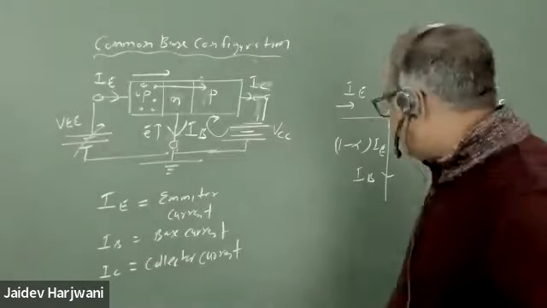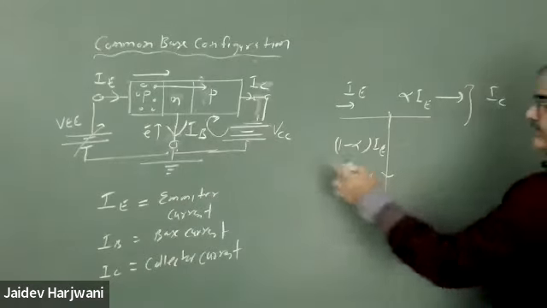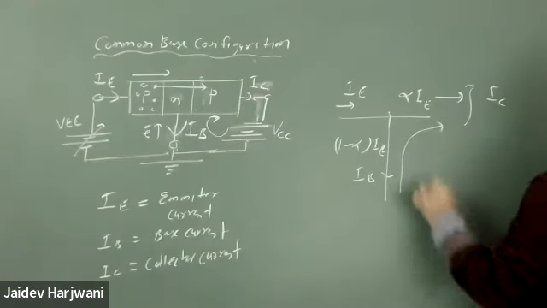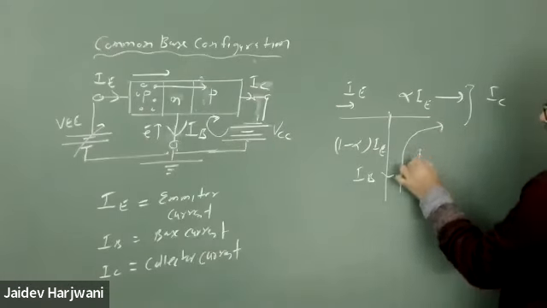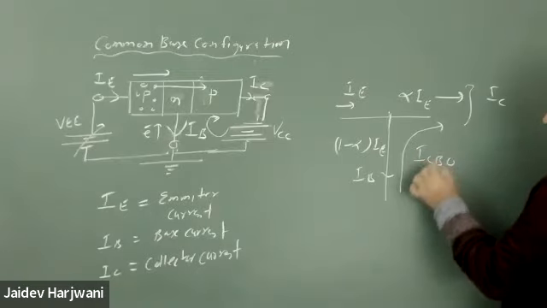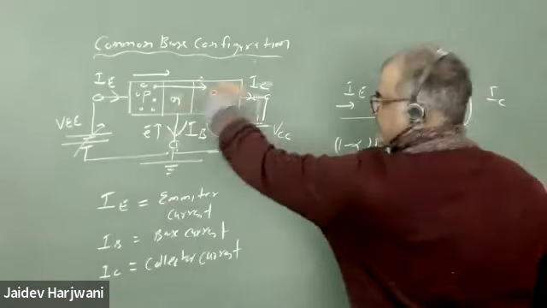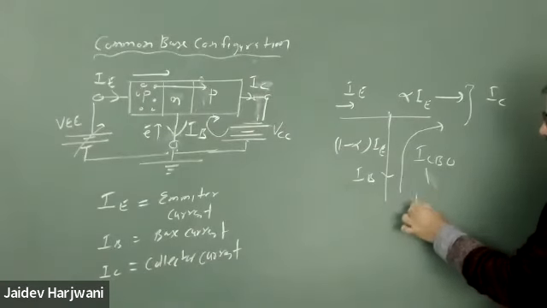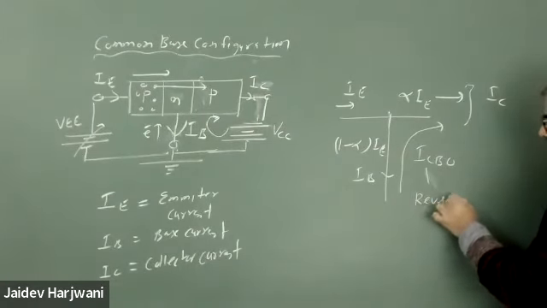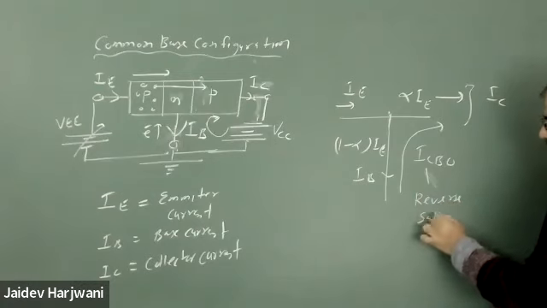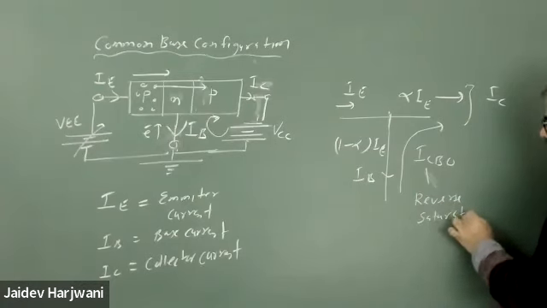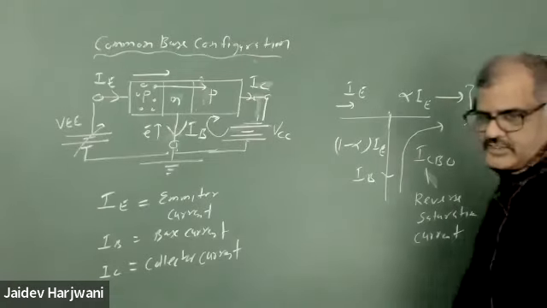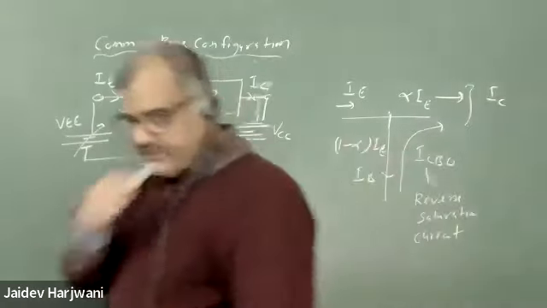That reverse current is called your ICBO, the reverse saturation current. This current is flowing like this through the diode. This is called your ICBO, reverse saturation current. So this point is clear? Any confusion?